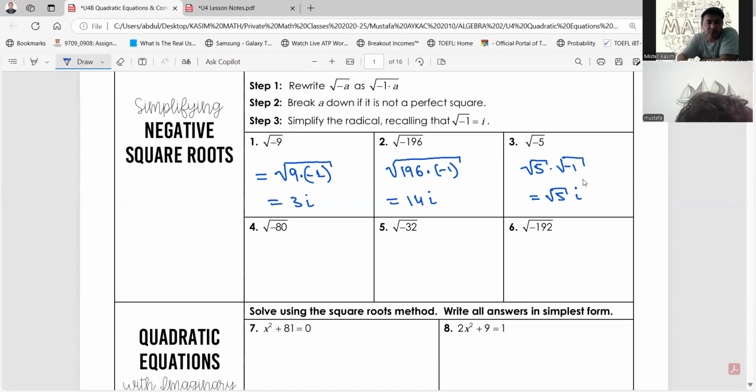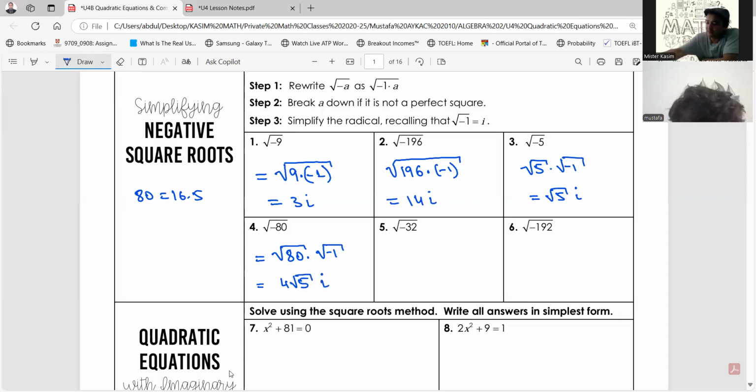Every time the square root of -1 appears, they introduce a new notation. Let's just call this I. Why I? Because it's the first letter of imaginary part. And how about square root of -80? We can write this as 80 times -1, or maybe I can write separately, square root of 80 times square root of -1. And 80 is 16 times 5, right? So I can write it as 4 times square root of 5 times I.